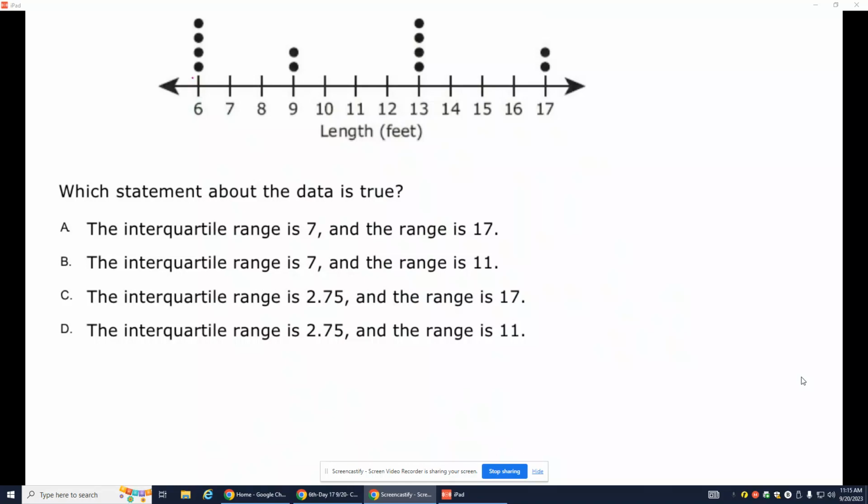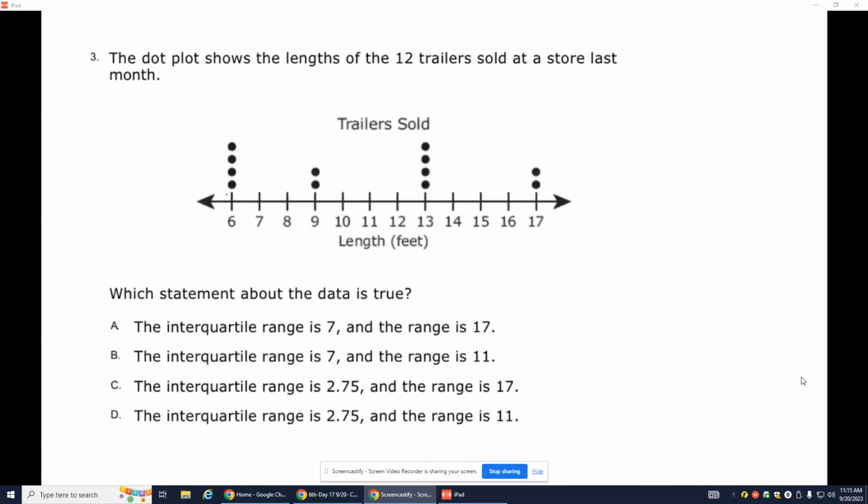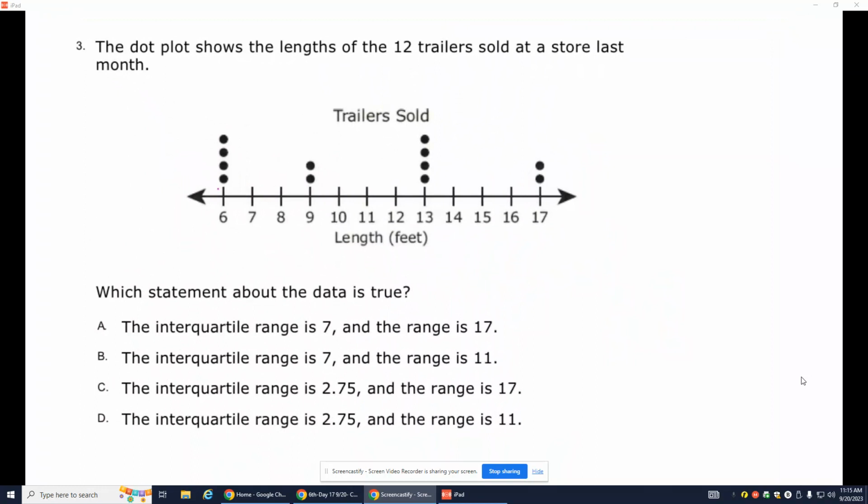All right, so looking at this question, number 3, it gives you a dot plot that shows the length of the 12 trailers sold at a store last month. Which statement about the data is true? Of course, the answers are: A, the IQR is 7 and the range is 17.